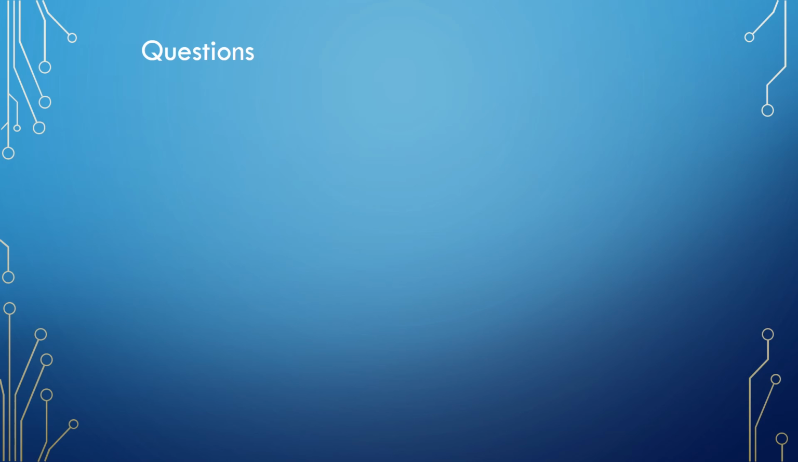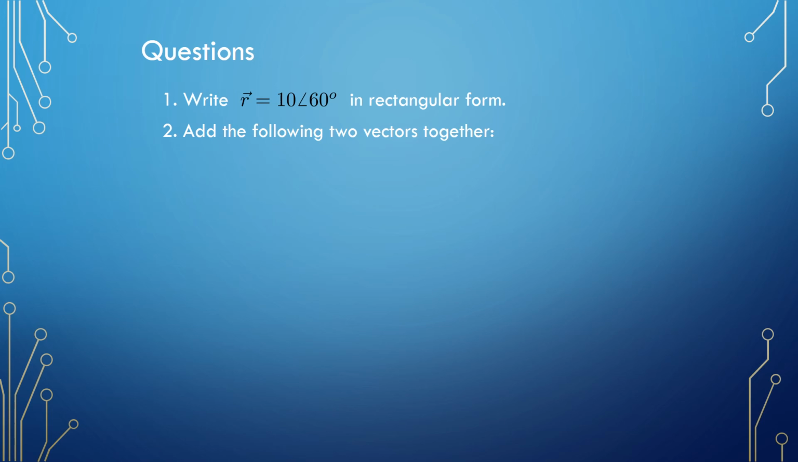So now I have a few questions for you down in the comment section below. The first question is, write R, which is 10 with an angle of 60 degrees with respect to the x-axis, in rectangular form. The second question is, add the following two vectors together. We have R1 equals 2i plus 10j, and R2 equals minus 5i minus 8j. Add them together and express the resultant vector in polar form.